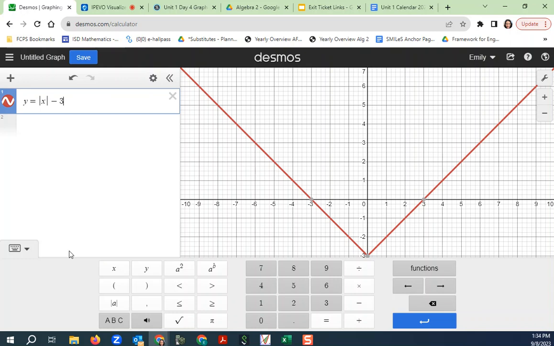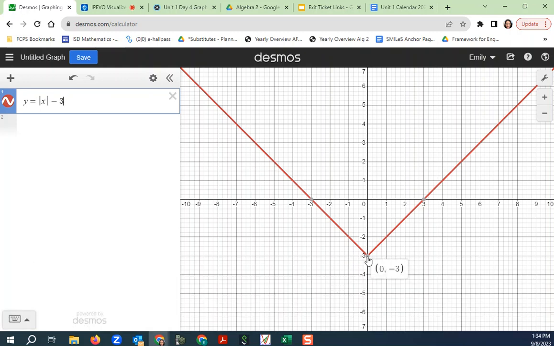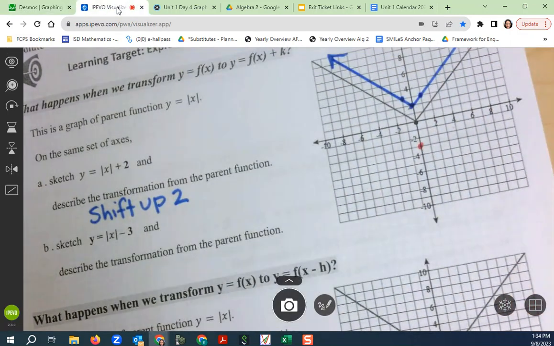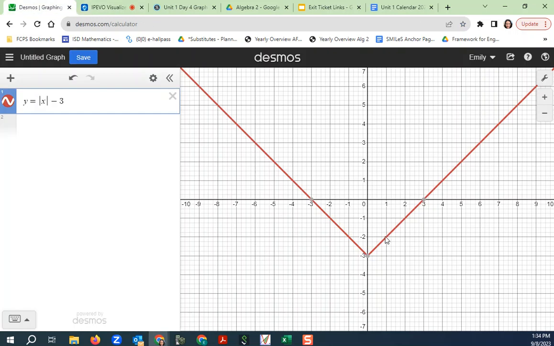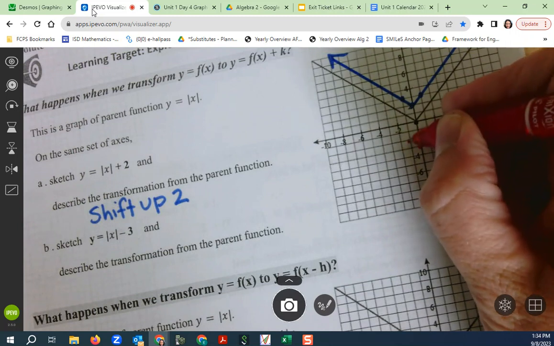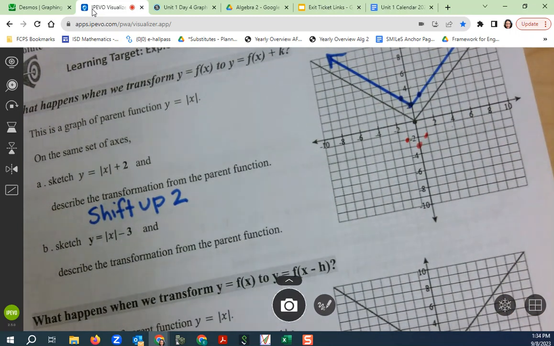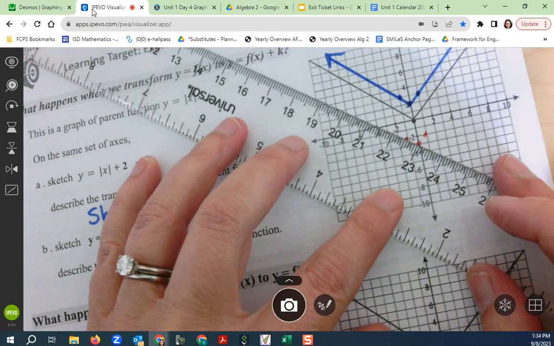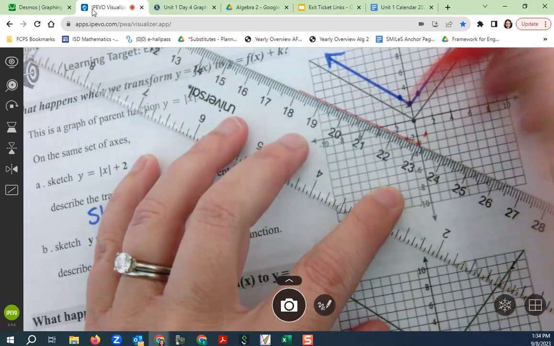Okay, so when I do that one, I got my vertex at 0, -3. I'm going to graph that. And then going back to Desmos, I can see I have a point right here at 1, -2. I'm going to graph that. And then the symmetric point on the other side. Alright, so I want you to try to do this graph and the one below it. And then we'll talk about the ones at the bottom.